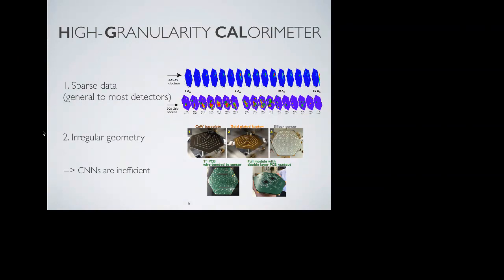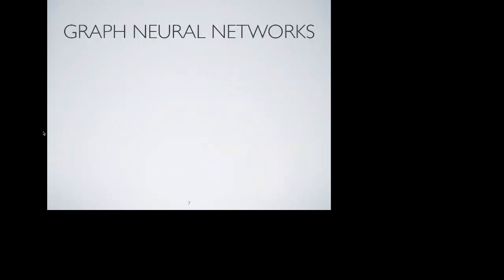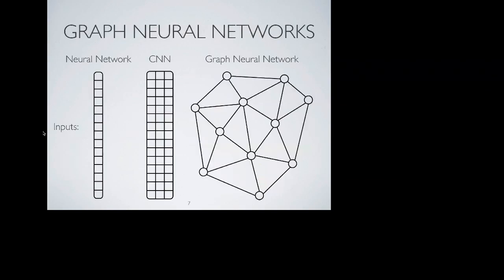So the whole point here is that CNNs are inefficient because we're trying to conform this data to an existing architecture. But most successes in deep learning have come from actually adapting the architecture to the data. For example, convolutions for images and recurrence for sequential data. So with that in mind, we are proposing graph neural networks, which, instead of a vector or a matrix, take as their input a graph.